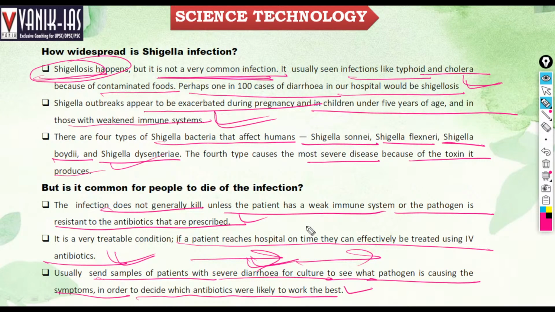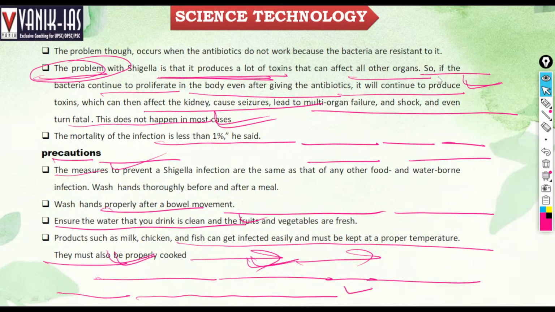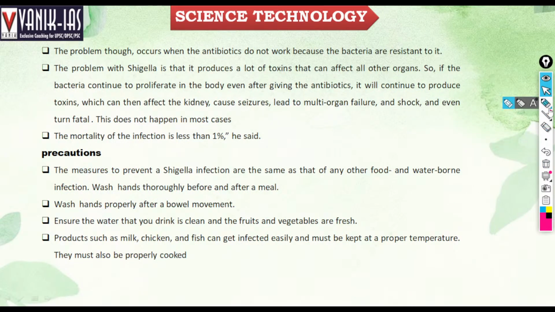Sample means various body fluids or solids, whatever excreta, that will be given, and that will decide what antibiotic to be applied. Antibiotics are important to control such diseases. Also, they create problems like antimicrobial resistance. The problem occurs when antibiotics do not work because bacteria are resistant to them.